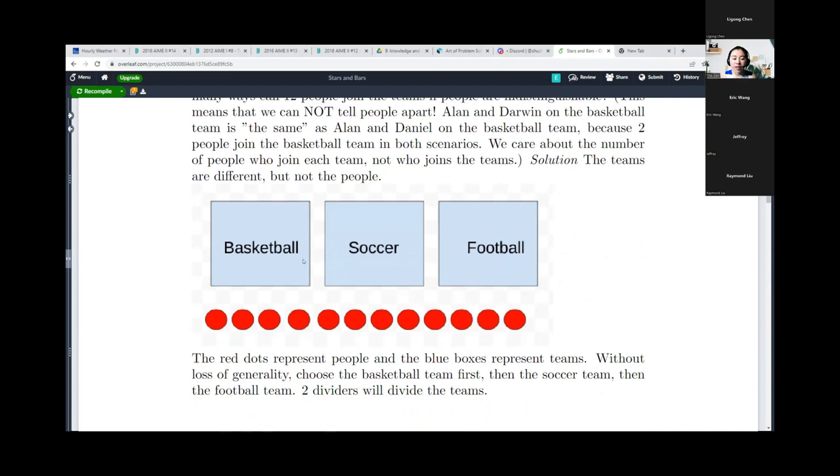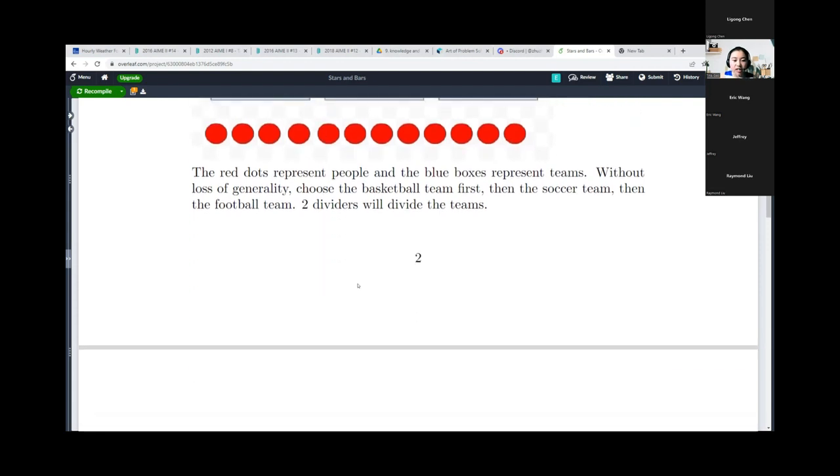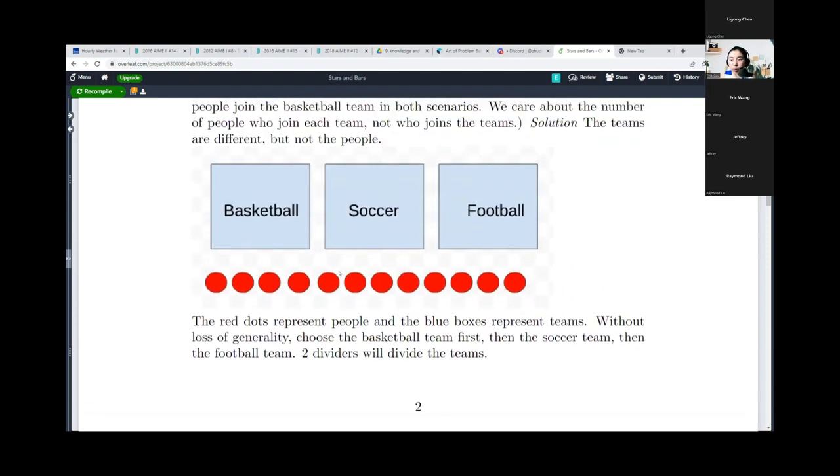So to make it easier and a little more like something we already know how to do, how about I represent these teams as dividers that divide the people up into teams? But if I have 3 teams, I need 2 dividers because, let's see, I need 1 divider to divide between the basketball and the soccer people, and 1 divider to divide between the soccer and football people. It doesn't really matter what order you put the teams in. You just give them a set order. Like in this one, it's basketball, soccer, football. It really doesn't matter.